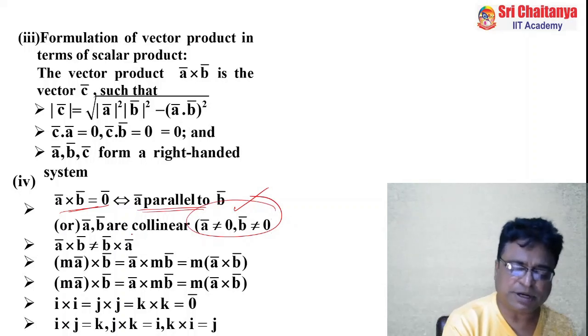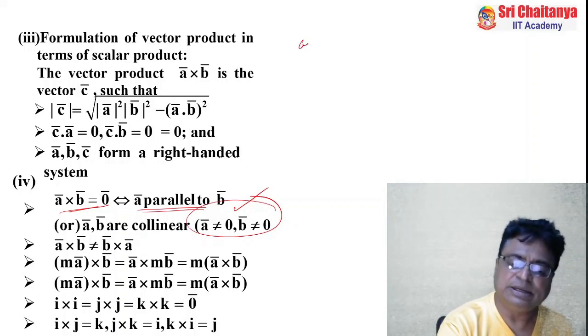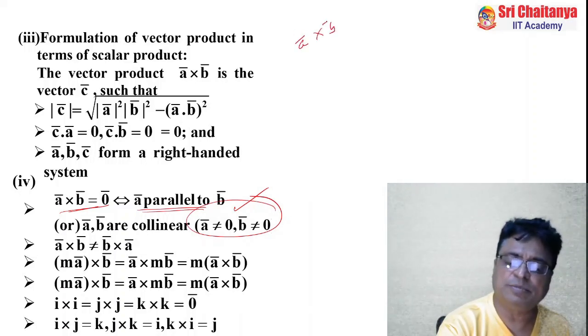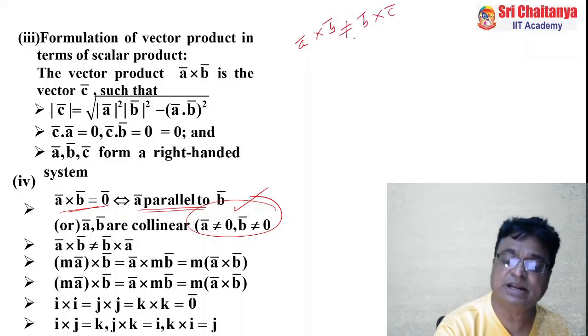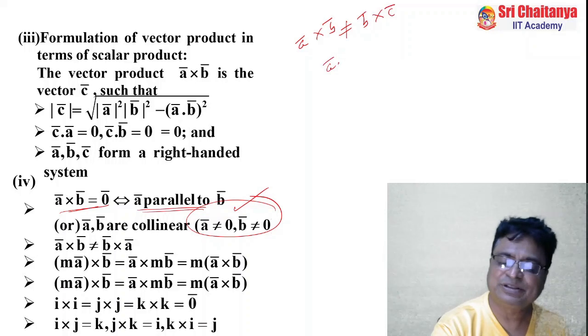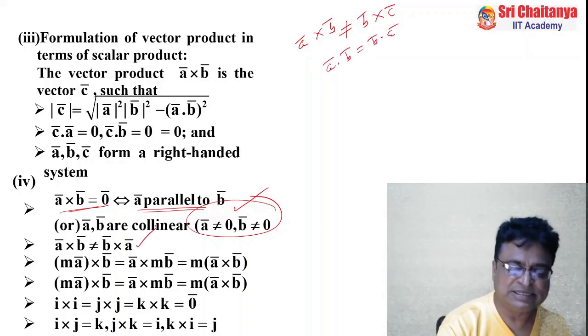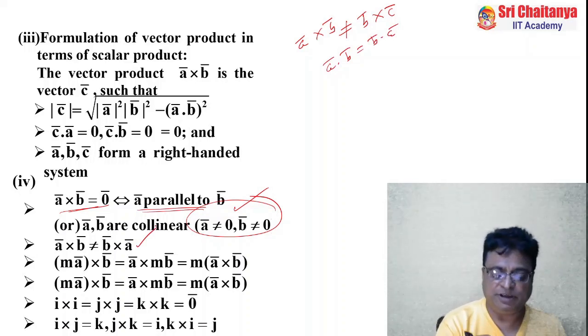But the most important point is that the cross product is not commutative. That means A bar cross B bar is not equal to B bar cross A bar, whereas the dot product is commutative. That means A bar dot B bar equals B bar dot A bar. This is a simple concept, very important.